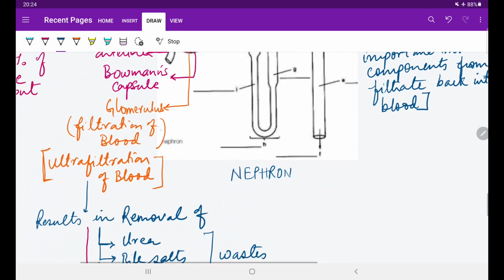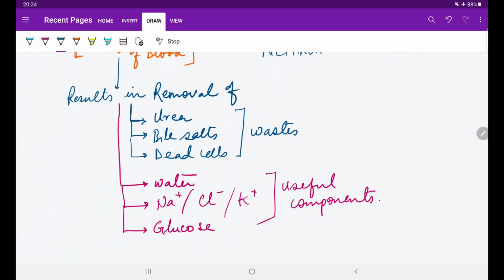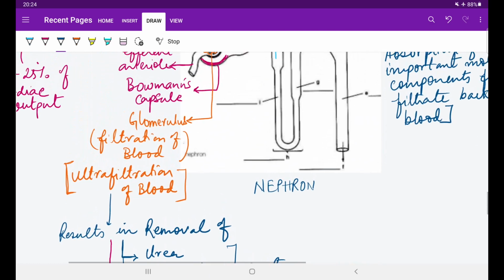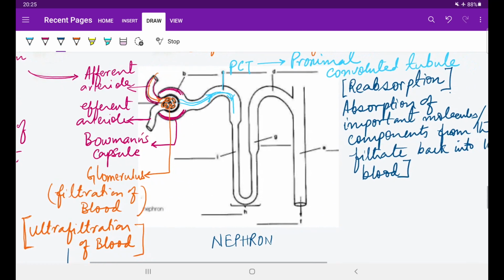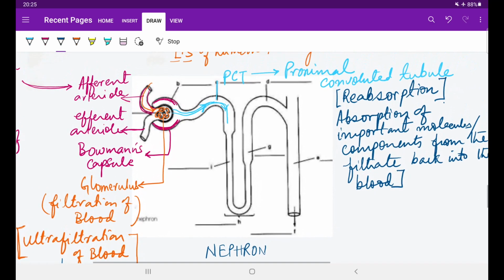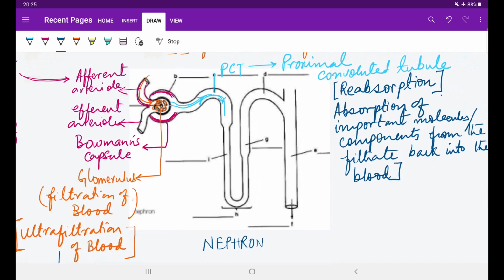So, as we have seen, what are the important components of the filtrate? Water, sodium, potassium, chlorine ions, and some amount of glucose if it is present in the filtrate. They have to be brought back into the blood so that we do not suffer from dehydration or loss of nutrients or mineral ions. Now, how will it take place?